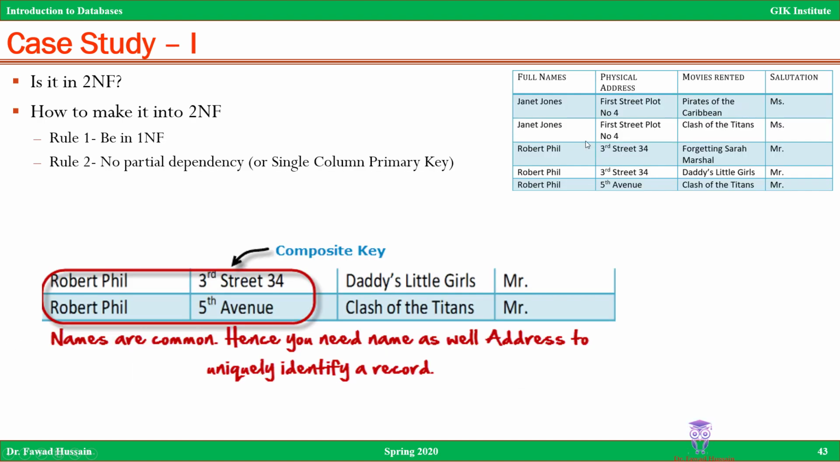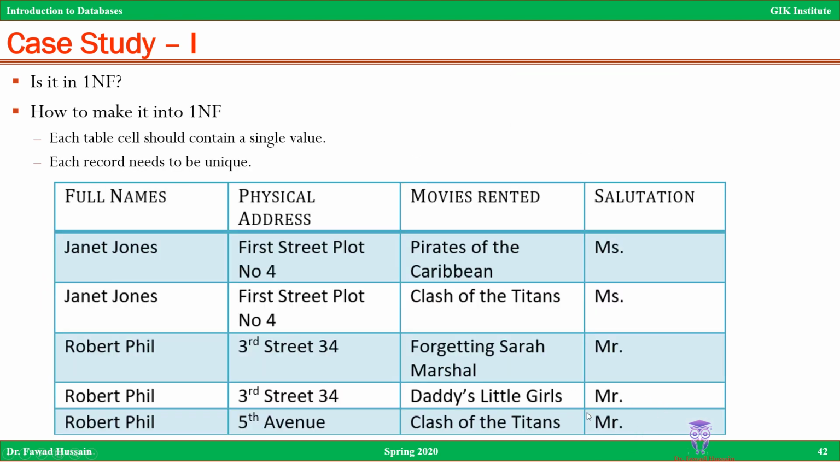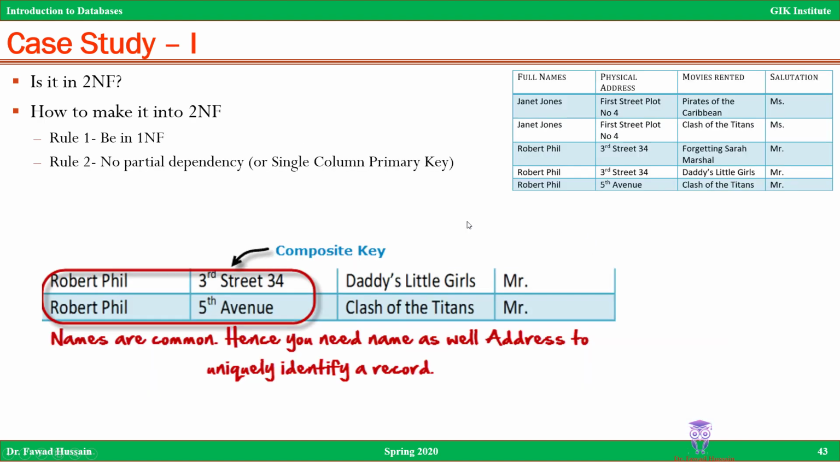So is it also in the second normal form? To look at whether this is in the second normal form, is there any partial dependency? If I make a composite key of these two only, then names are common, hence you need name as well as address to uniquely identify a record. To be in the second normal form, you need to be in the first normal form and have no partial dependency, or have a single primary key column.